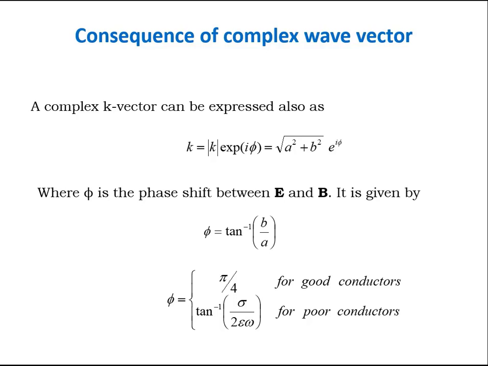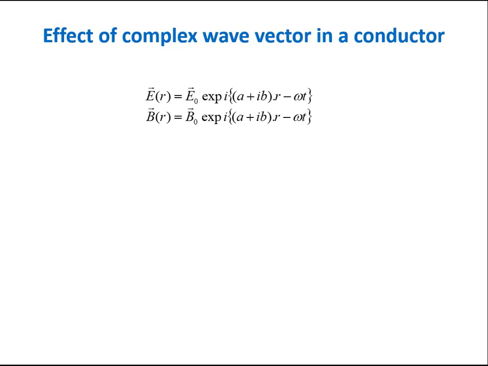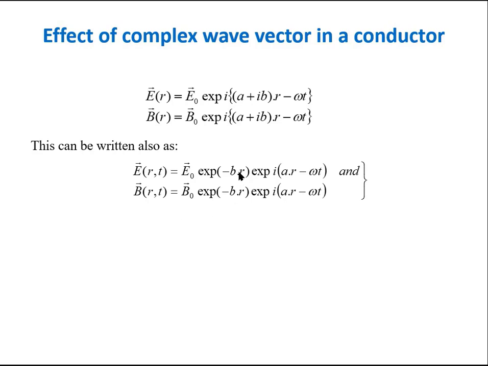After this discussion about the consequences of the complex wave vector on the phase relationship between E and B, let us put the value of the k vector in our wave solutions of E and B, and this gives these equations, or these can be written like this also. Here exponential minus br, which contains no iota, can be put with E0 and B0, which are the amplitudes of the electric field and magnetic field. So we got different values of amplitude of E and B inside the conductor.